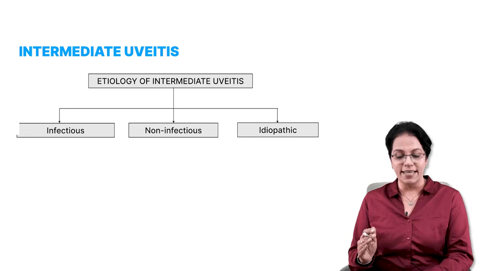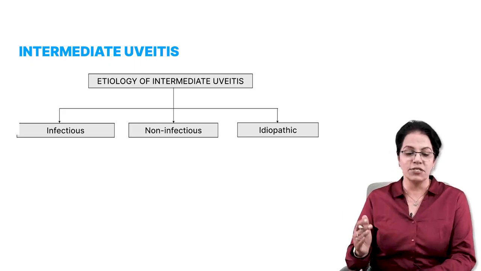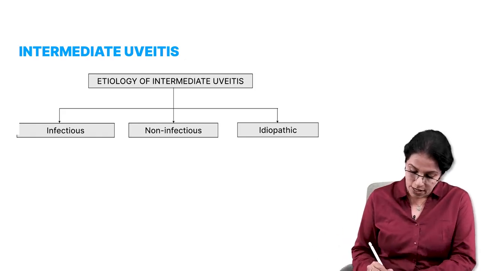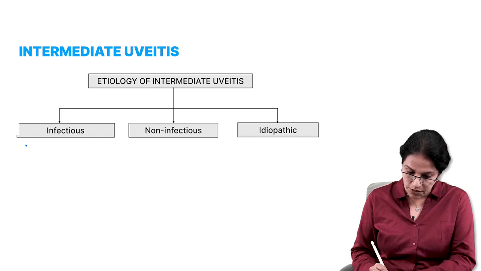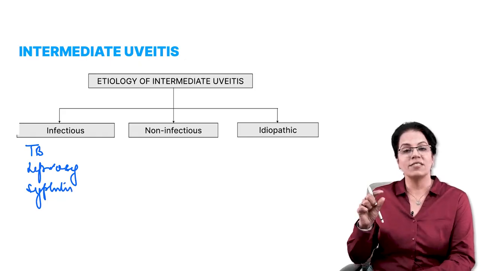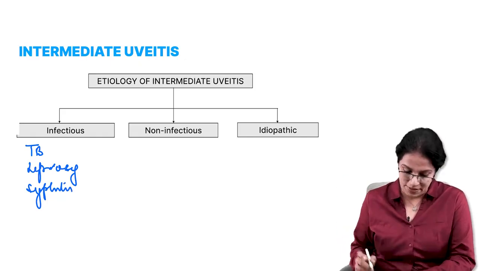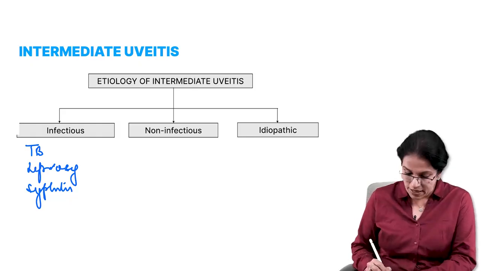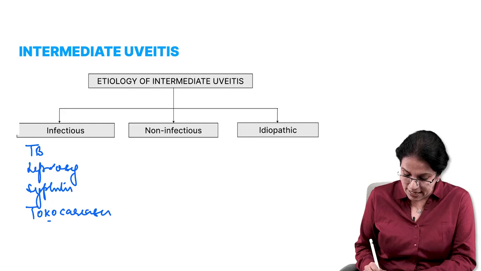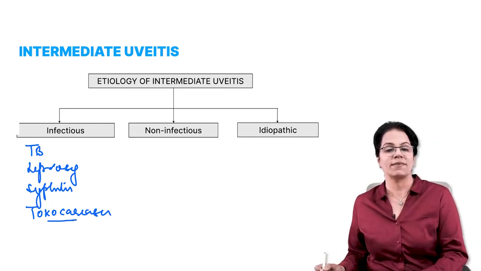Etiology we will again learn as infectious, non-infectious, or it can be idiopathic. When you say infectious causes, we are talking about tuberculosis, leprosy, syphilis. We also talked about these etiologies in anterior uveitis, if you remember, right? So these are easy to remember. And one more, a protozoal infection, is toxocariasis. This can also present as intermediate uveitis.